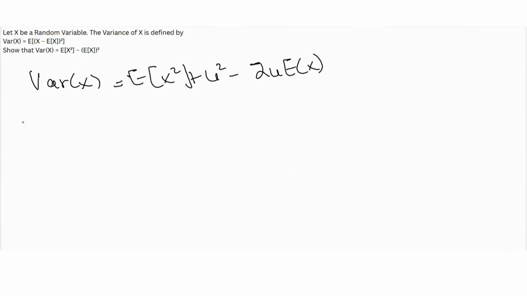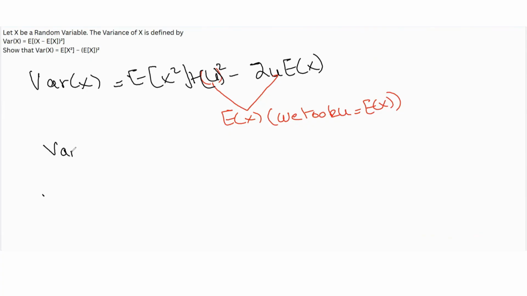Now, this mu over here, if I just write it like this, mu over here is just what? This is expected value of x, right? So basically, this is just expected value of x. Because remember, we took mu is equal to expected value of x. We said mu is just equal to expected value of x. So instead of mu, I can just replace this back with expected value of x. I can write this as expected value of x.